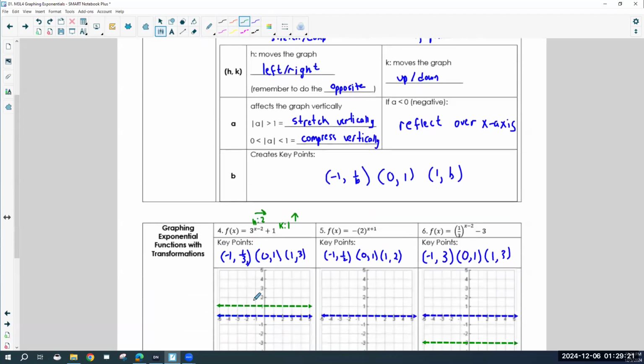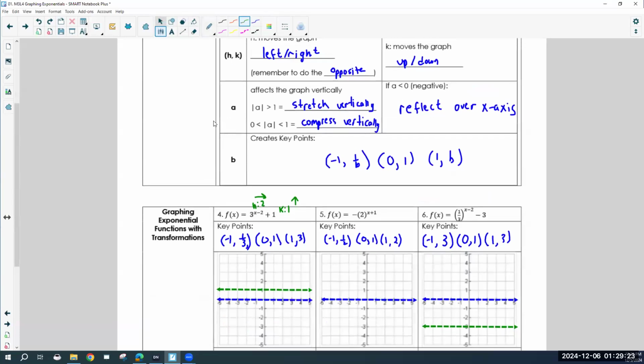So let's take a look at what that looks like. Okay, so your normal asymptote is at y equals 0. And then if I put my key points that I have here, -1, 1/3, 0, 1, and 1, 3 on the graph, then what's going to happen is I'm going to move these points, all of them, right 2 and up 1. Now, I know that in other chapters, you may have seen like point multiplication and point addition. We're going to kind of do a hybrid in this chapter, but the basic idea, just to remind you of what you might have learned in Algebra 2, or even Algebra 1, is you move the graph right 2 and up 1.